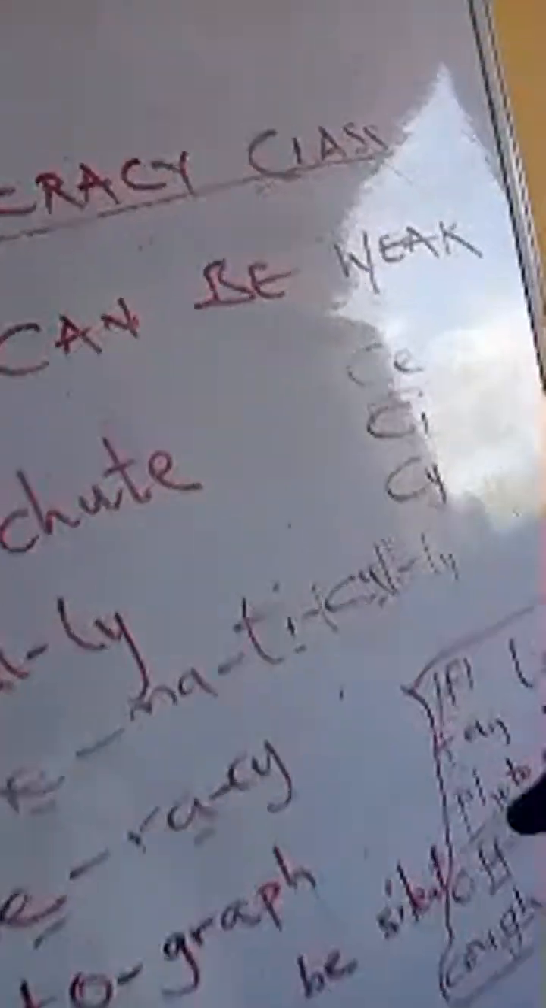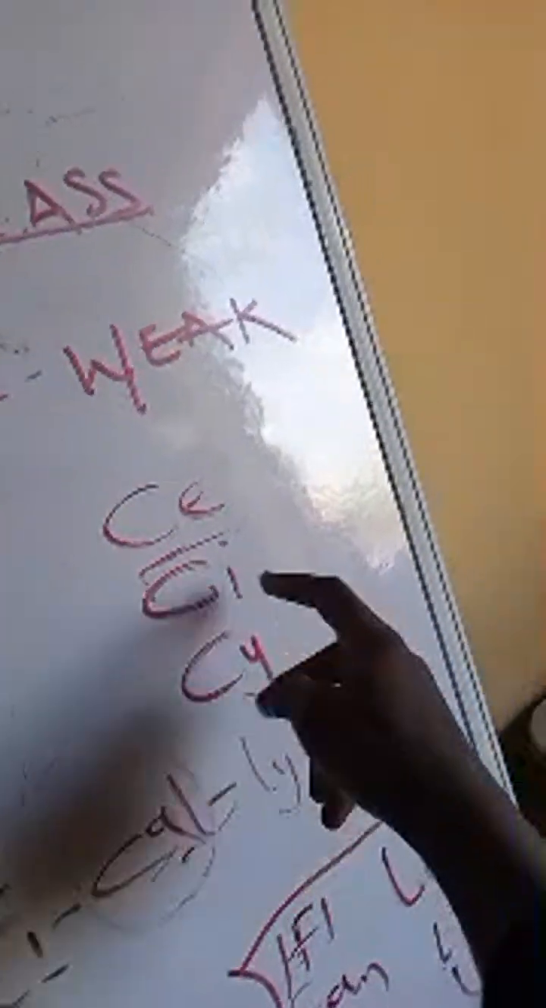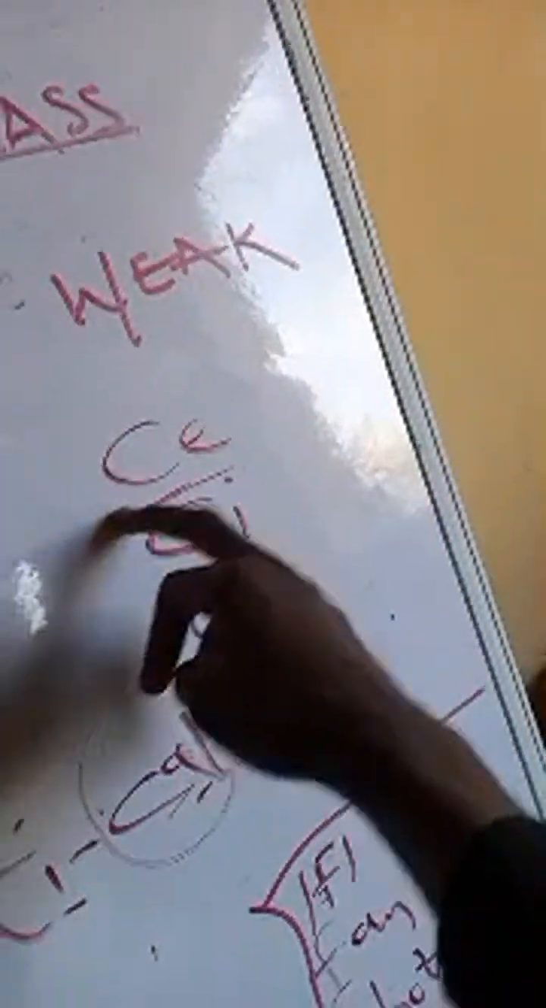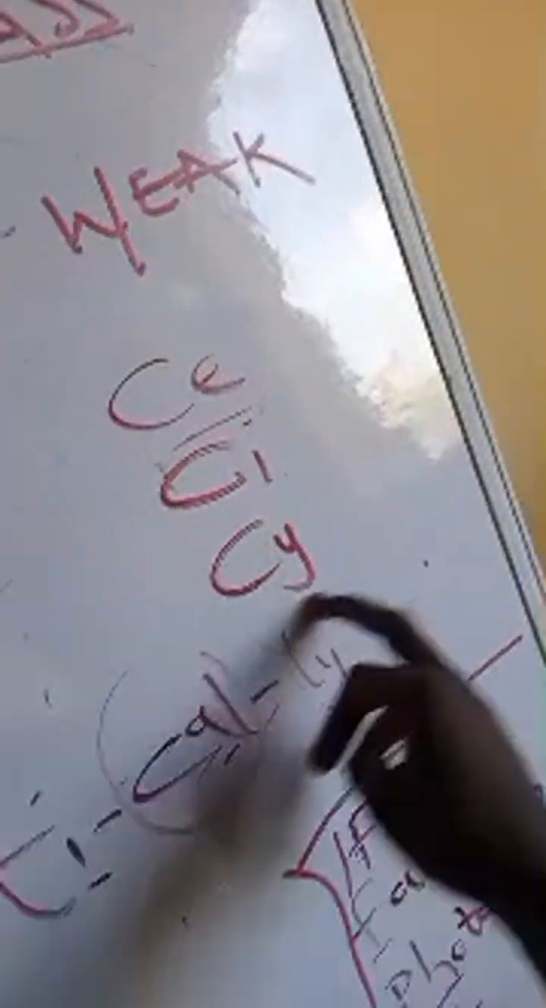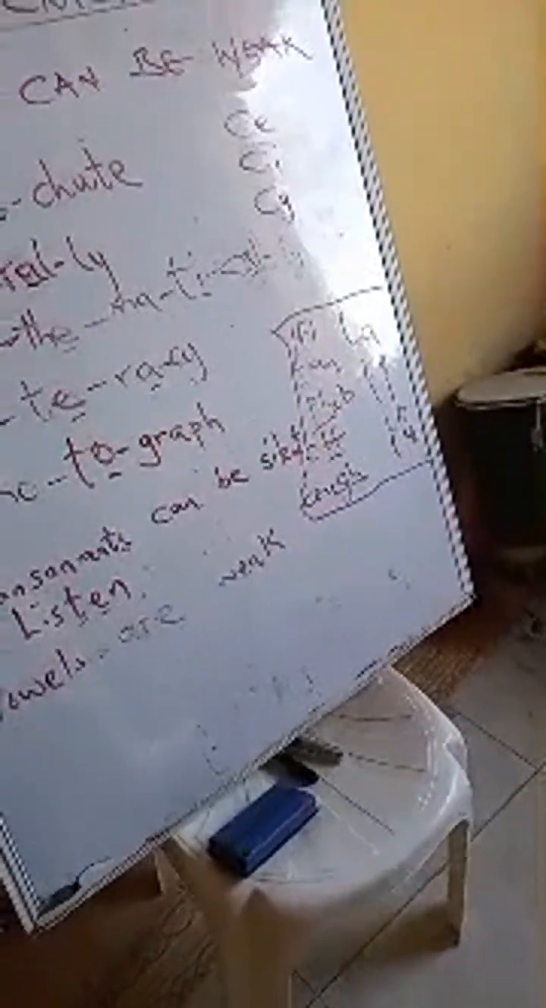Don't forget, this one can make the same sound that this makes. And this can make the same sound that this makes. E, this is S. It can be C also. It can be C and it can be S. Is that clear?